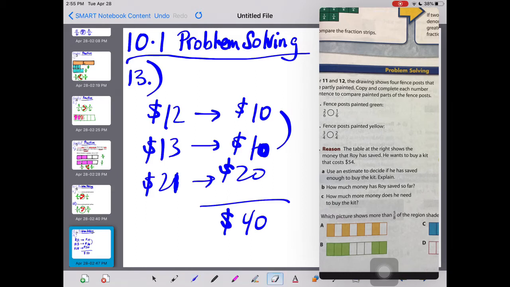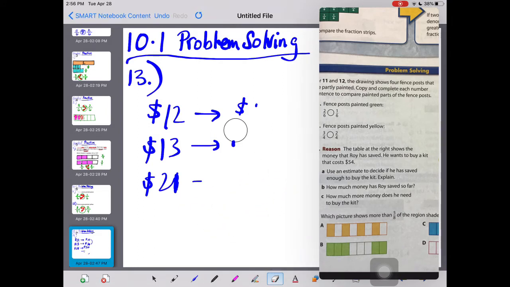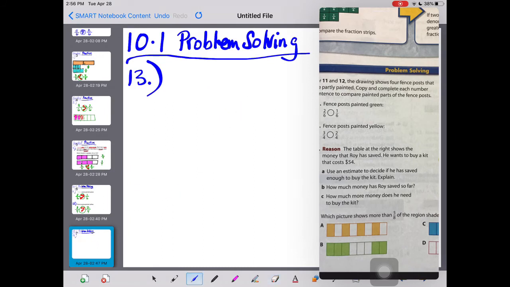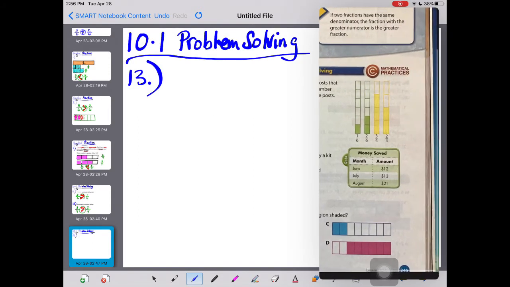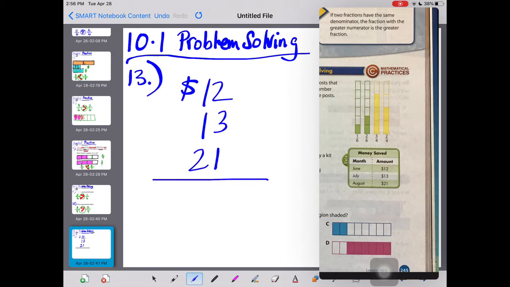Okay, so now it's asking you, how much money has he saved so far? At that point, we want to know the exact amount. So let's add 12 plus 13 plus 21. I know that 2 plus 3 is 5, plus 1 is 6. Then I have all these 10s. 1, 2, that's 2, plus 2 is 4. He saved exactly $46 so far.